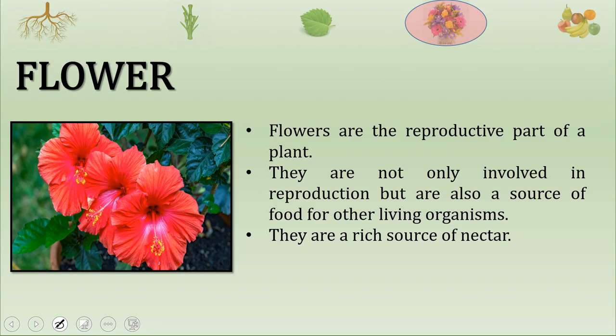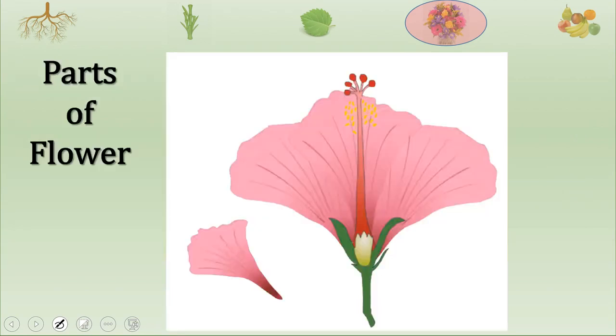Children, flowers are the reproductive part of the plant. They are not only involved in reproduction but also a source of food for other living organisms. They are a rich source of nectar. Flower is very important because from flowers we get new plants. Now children, let us see the parts of the flower.